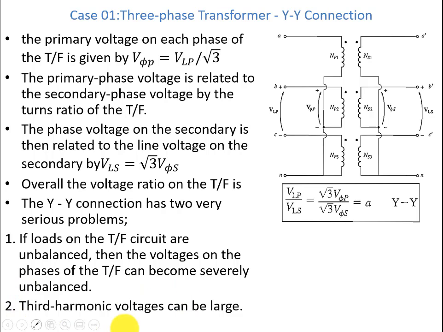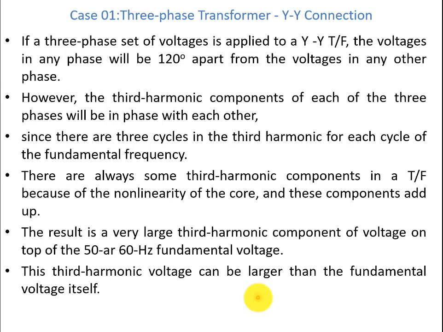So here we will have a third harmonic voltage that will be very large. If a three-phase set of voltages is applied to a YY transformer, the voltages in any phase will be 120 degrees apart from the voltages in any other phase. However, the third harmonic components of each of the three phases will be in phase with each other. So that will create a huge voltage at the third multiple of the fundamental. If it is 50 hertz, we will have a very large voltage at 150 hertz.